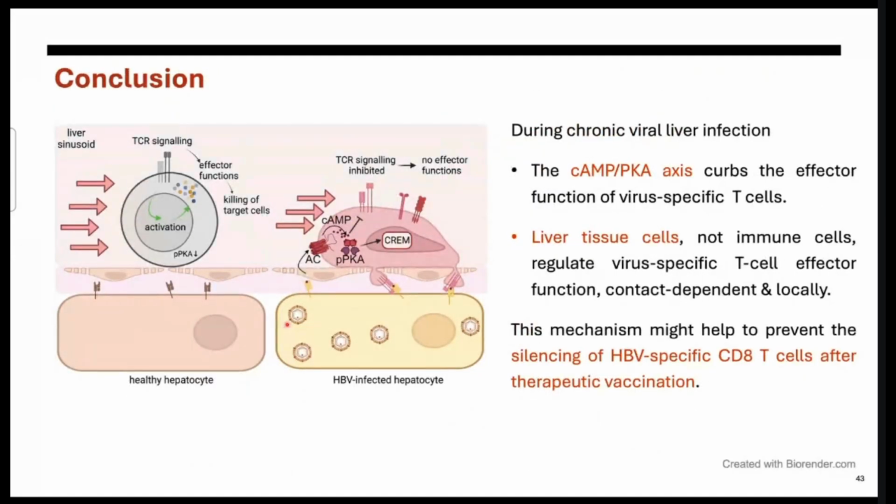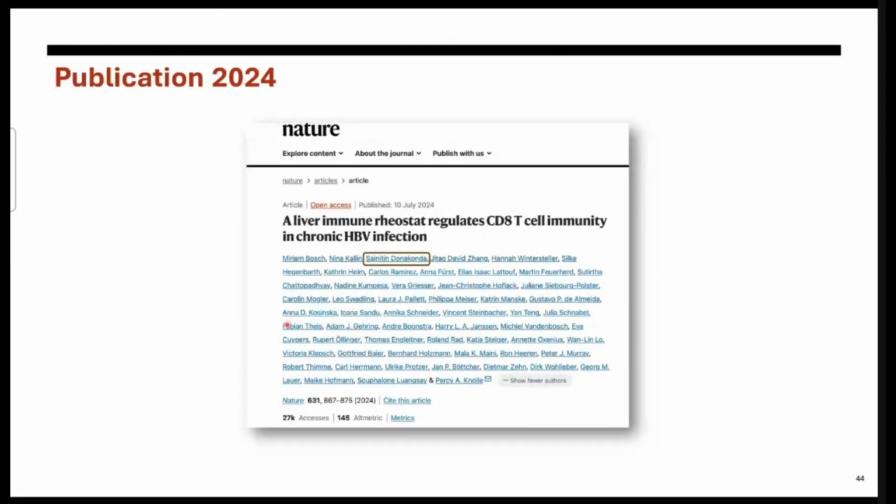Overall, there were also other experiments. Due to the time crunch, I'm not able to show them, but you can look at the paper later. Here we clearly see that the cAMP signaling pathway, which is regulated by CREM, is making the CD8 T cells dysfunctional. And the liver tissue cells are interacting with the virus-specific CD8 T cell receptors. This mechanism delineation will help in future to look into silencing approaches of HBV-specific CD8 T cells after therapeutic vaccination for the patients. And we were able to publish this data in Nature, a high impact journal, in 2024.